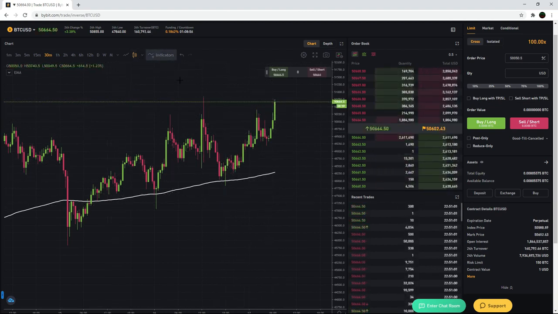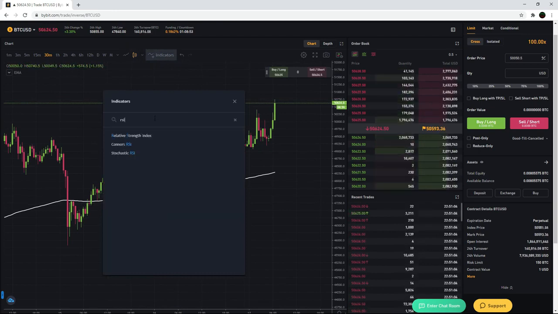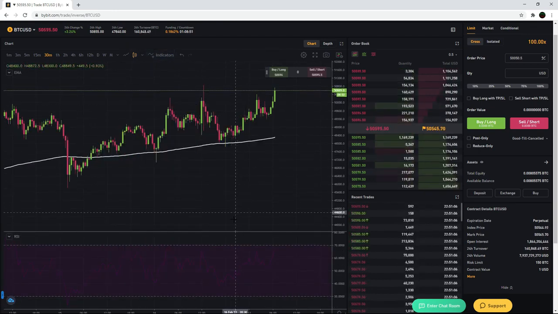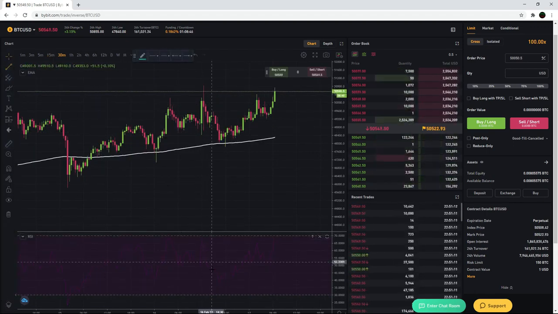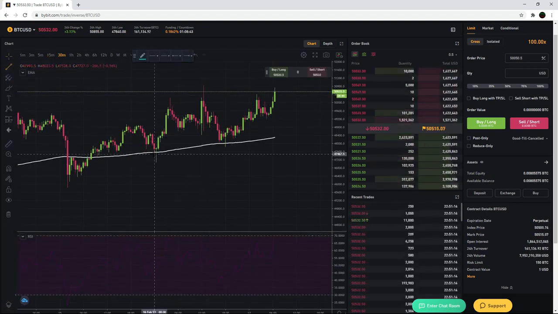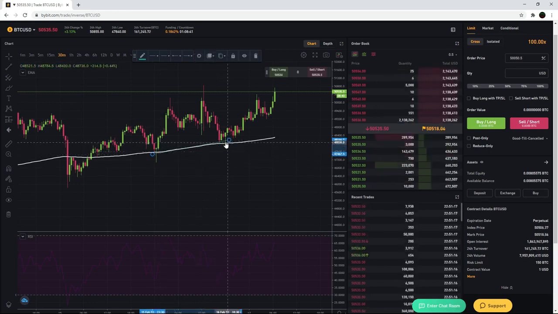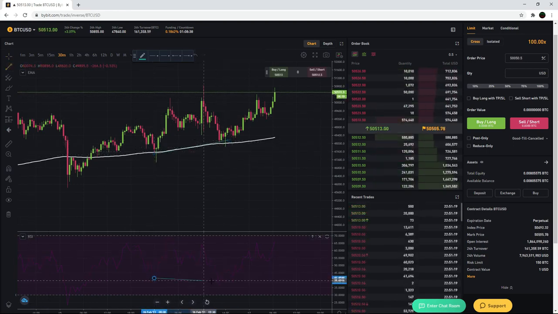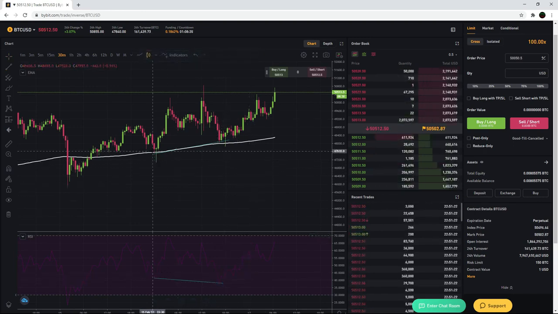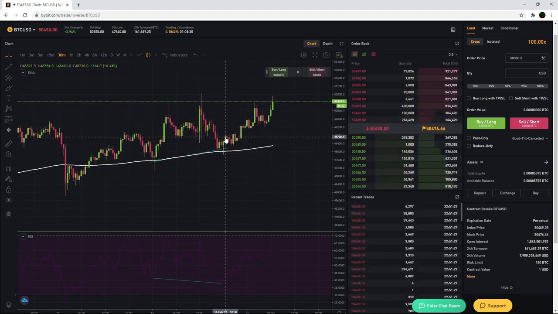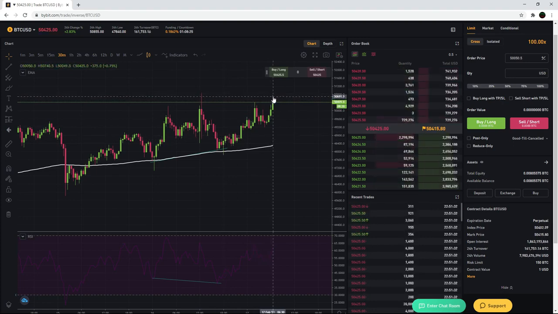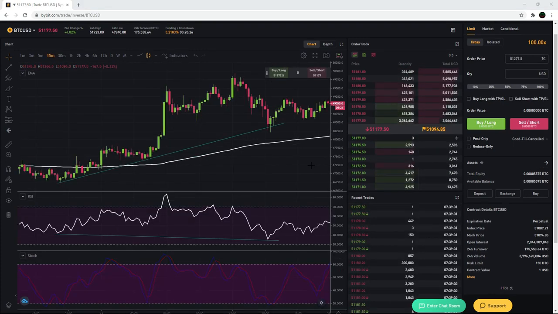So the original setup was just based on the RSI and the stochastic hidden divergence strategy. So it was very simple. Just using this right here, we had a higher low on the price, but at the same time, a lower low on the RSI. So hidden divergence going with the trend above the 200 EMA, entered a long position on this candle right here, and just got that profit target hit. So there it is.